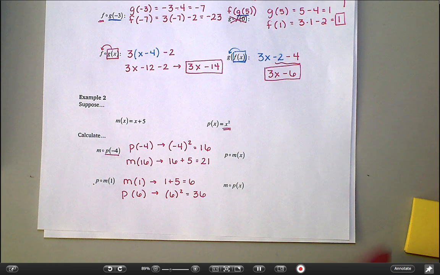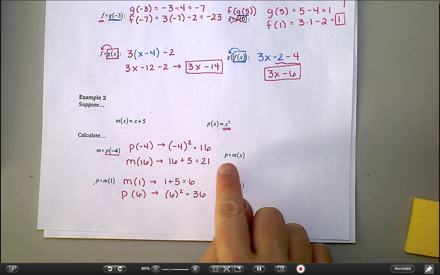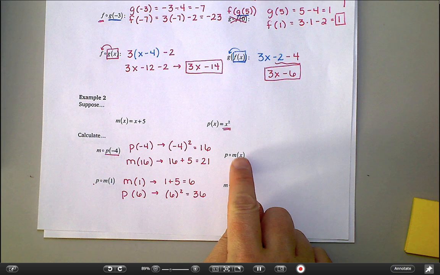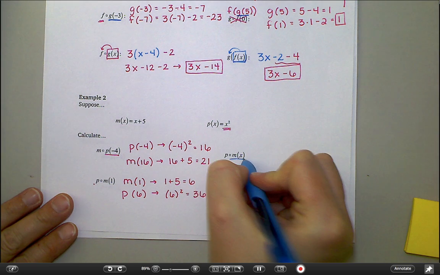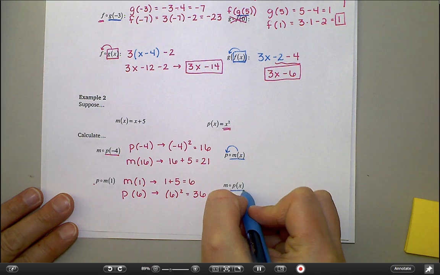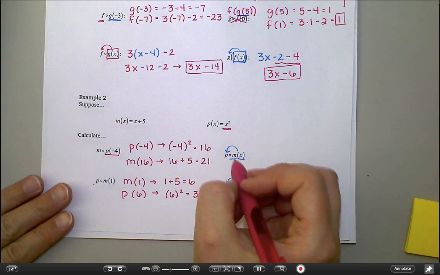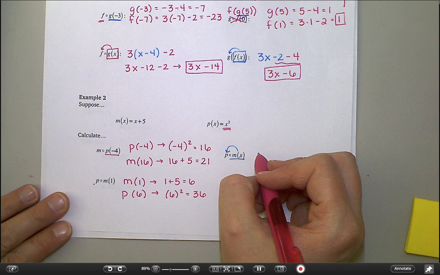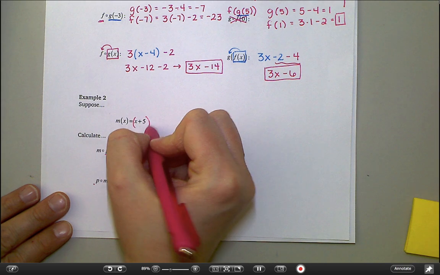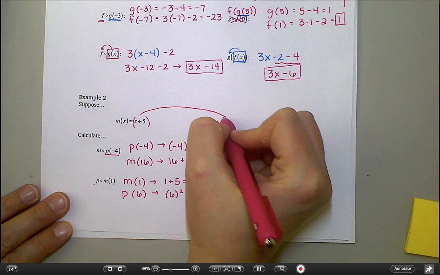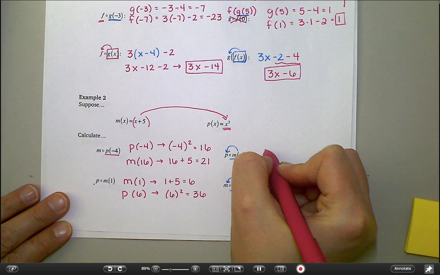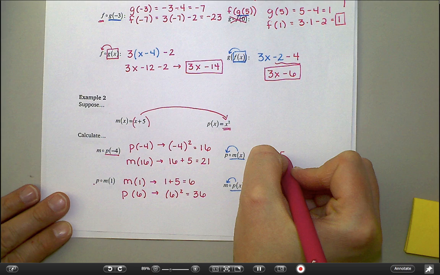Okay. And then here are where you're combining the actual functions. So maybe take a second and see if you can combine the functions in this order. Okay, so this one is saying take the m function and plug it into p. This one is saying take the p function and plug it into m. So if I plugged the m function into p, I'd be taking this x plus 5 and putting it in place of x over here. So that would really end up looking like this, x plus 5 squared.